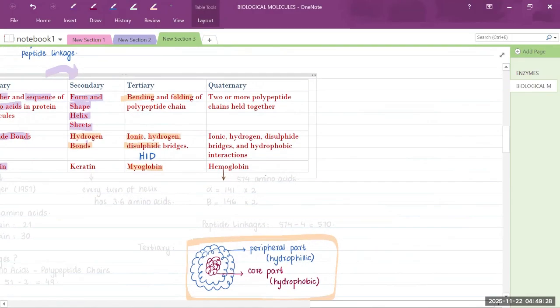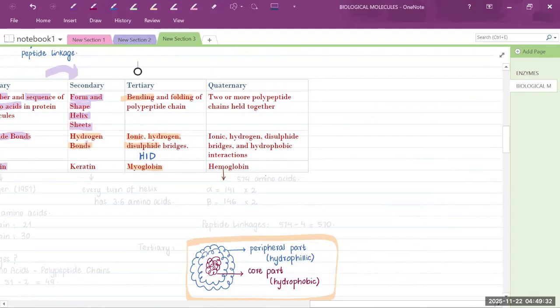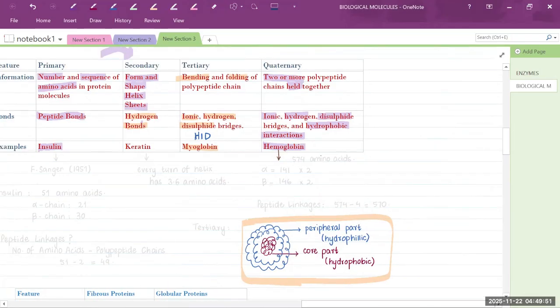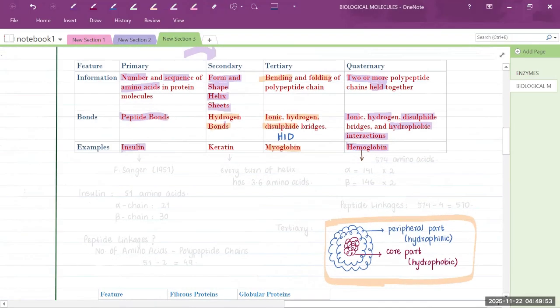In the quaternary structure we have two or more polypeptide chains combined together. They are held together usually by every type of bond: ionic, hydrogen, disulfide and hydrophobic interactions. So in quaternary we have all four types of bond present. And the example for this is hemoglobin, because we know it has four polypeptide chains, which we'll also see.